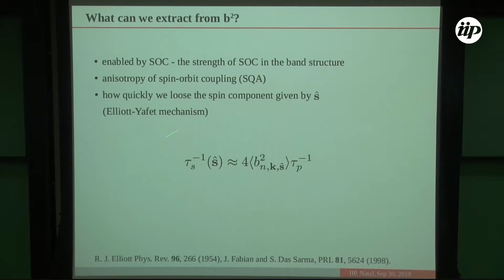And having in mind this Elliott relation, we can relate the spin mixing parameter to spin lifetime, so we can say how quickly we lose the spin component along the spin quantization axis in experiment.